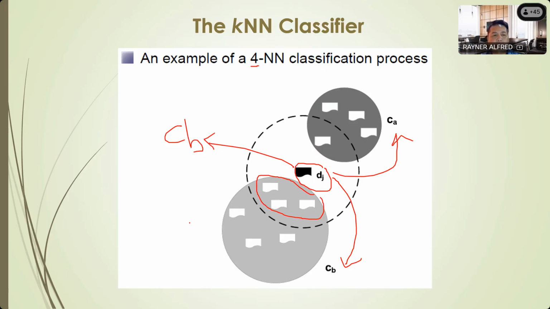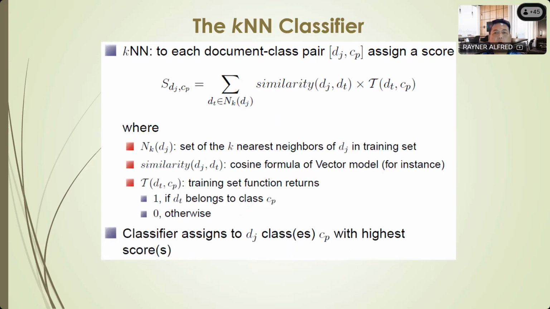In case they have the same number of labels, you have to set the default. Or maybe you can check the average distance between these two classes. Although they have the same number of documents that belong to class A and class B, we can also compute the average distance and compare between class B and class A, to see which becomes the nearest neighbor.